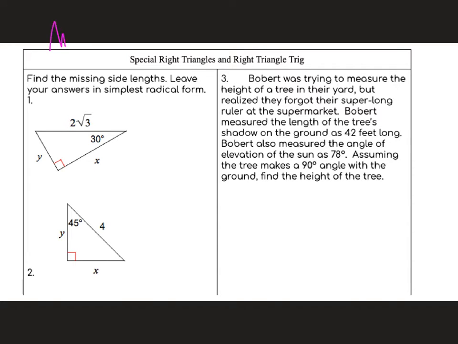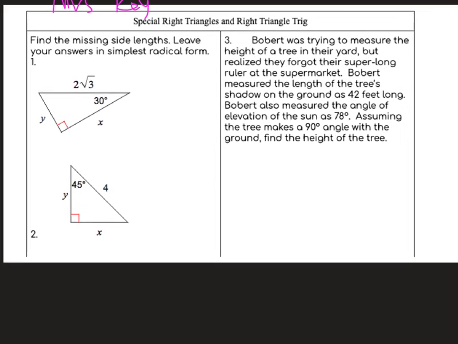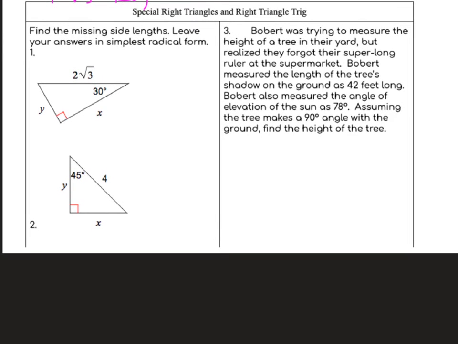Alrighty, let's figure things out. This is a key. So we've got special right triangles and right triangle trig. For special right triangles, there are basically two types of triangles, and by basically I mean there are. I'm going to put them down here.